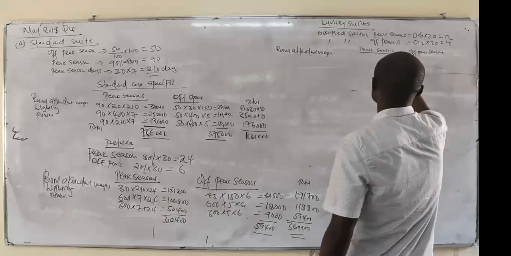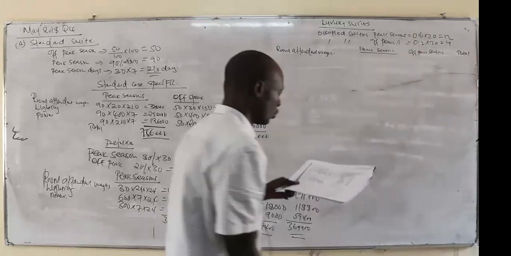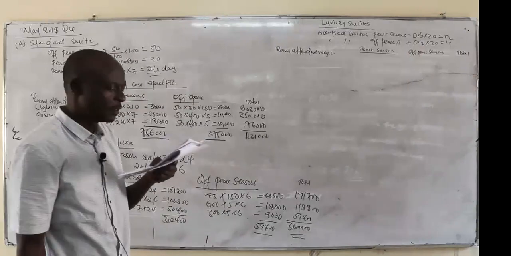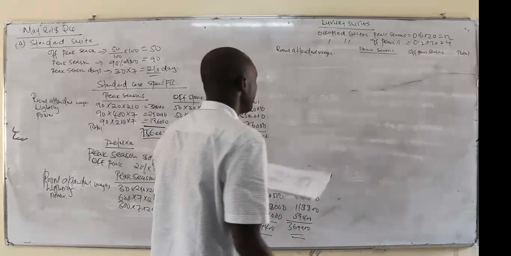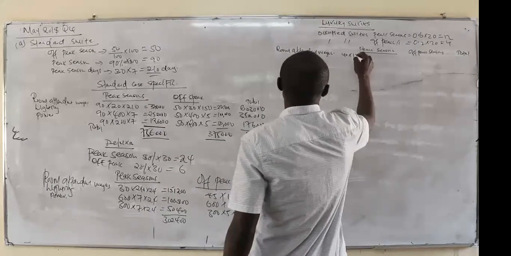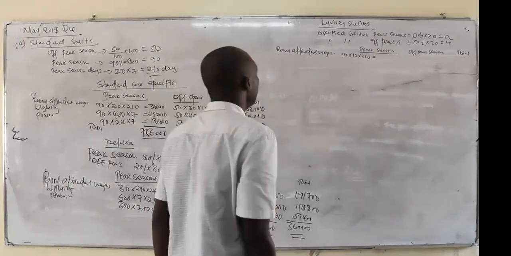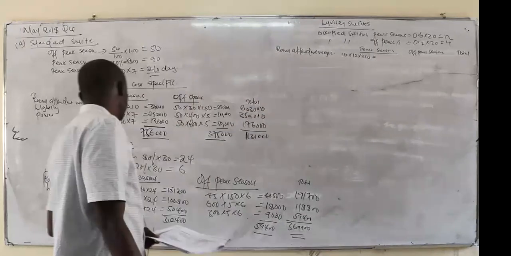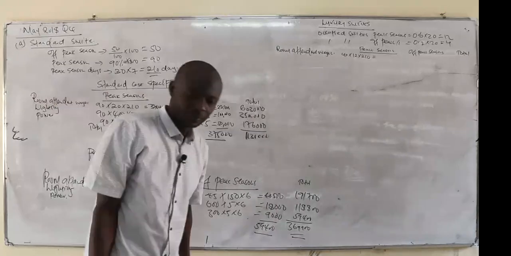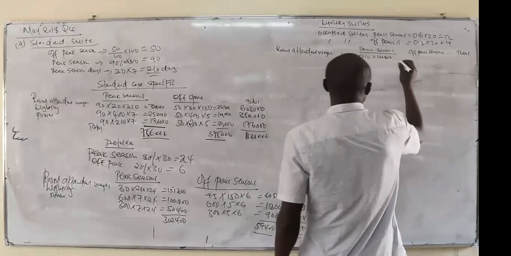Off-peak seasons and total. So we have the peak seasons. The peak season is going to be 40 times 12 times 10, which is how much? So this one will give us 100,800.